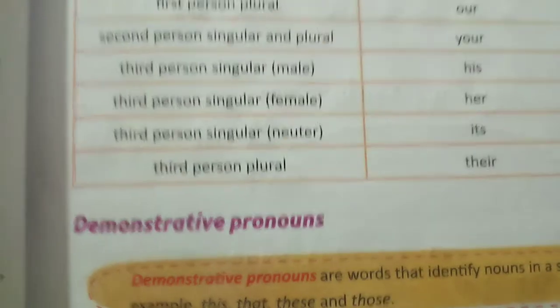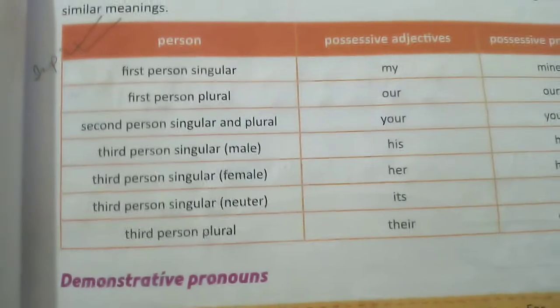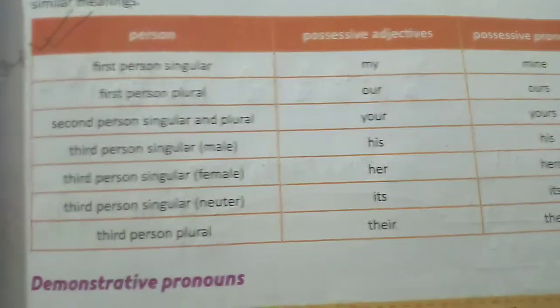Over here, there's a chart given. Person, possessive adjectives, possessive pronouns. First person singular: my, mine. First person plural: our, ours. Second person singular and plural: your, yours. Then third person: his, her, hers, their, and theirs. In this way, it has been used over here.